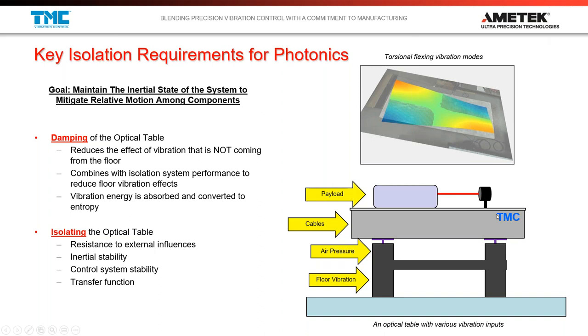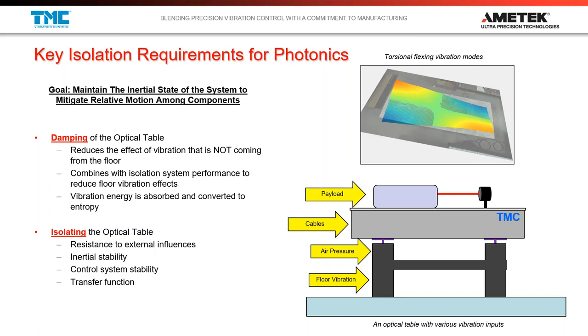You have your optical table and its damping, which is one of the most important factors. This is the kind of thing that reduces the effect of vibration not coming from the floor. So if you've got somebody knocking on the table with their knuckles, or fans and things like that generating their own noise, a well-damped optical table helps you mitigate that sort of non-floor noise. It's also important because it combines with the isolation system to reduce floor vibration effects. Whatever's coming up through the isolation system comes via a transfer function, which we'll talk about later, but that's energy put into the table. A well-damped table will help you with some of that energy transferring through from the floor as well.